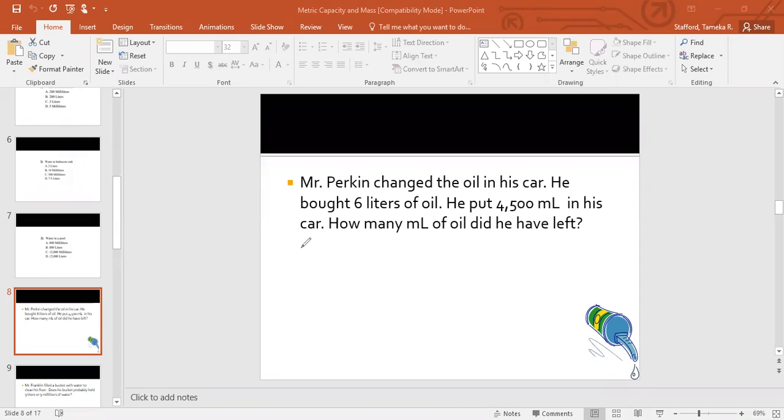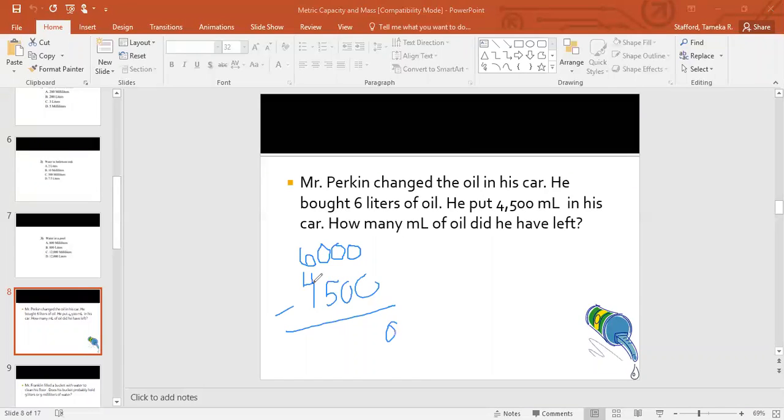All right, so let's look at it. We know that 6 liters is the same thing as 6,000 milliliters. And if he put 4,500 in his car, we want to know how much he had left. We're going to subtract that.